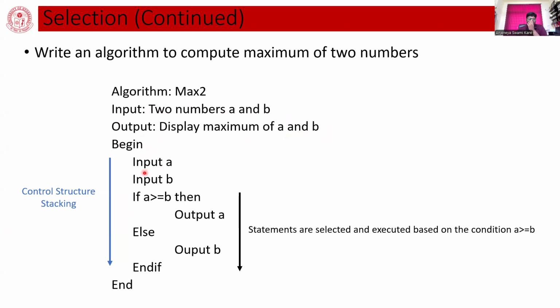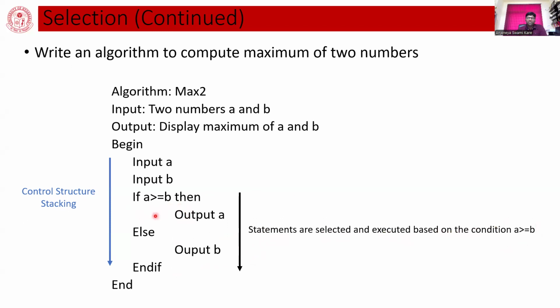Begin and end. Inside this, read the input A and input B. See, this is the if else selection statement. If A is greater than or equal to B, it means that A has a bigger value, then output A. Else means if the condition is false, A greater than or equal to B being false means A is less than B. In that case, B contains the maximum value, so output should be B. So you see, statements are selected and executed based on the condition A greater than or equal to B.